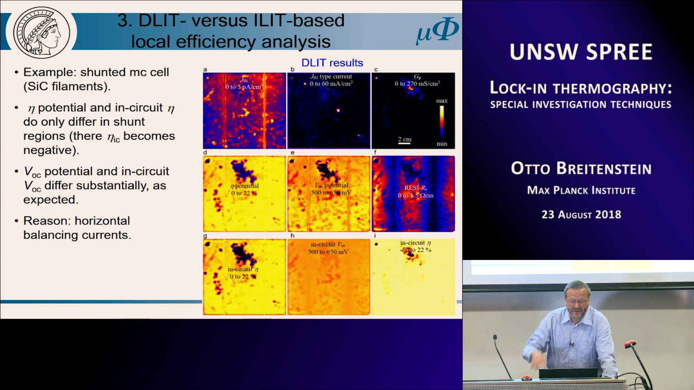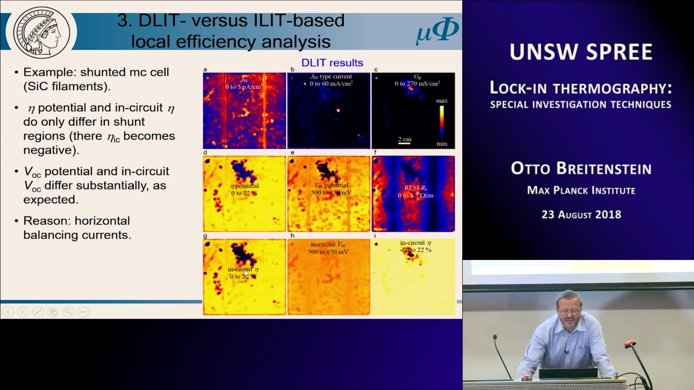So now what comes out? We have the same cell, with this shunted cell, which I have shown below, and these are DLIT results. So we see, in spite of the shunts, we can obtain a J01 image, and also the J02 type current can be displayed separately, and this is the ohmic current, which is quite strong here. And now we have here the efficiency potential, the VOC potential. This is this RS, as I have explained it before. And these are the in-circuit data.